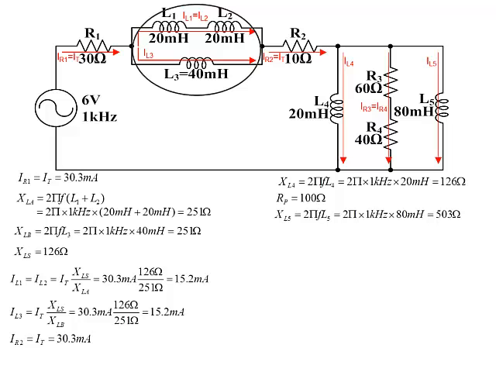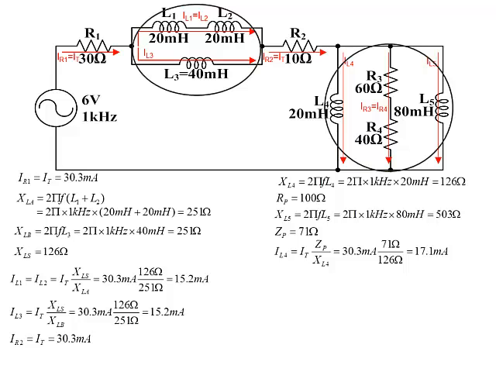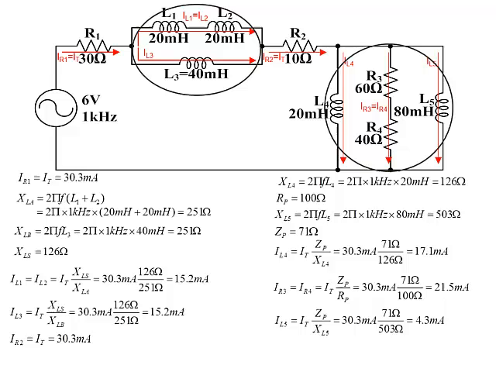We worked out the impedance of the resistive branch earlier as R parallel. The total impedance of this parallel section was also worked out earlier as Z parallel, and it works out to be 71 ohms. Using the current divider formula, we calculate IL4 to be 17.1 milliamps. IR3 and IR4 will be equal to 21.5 milliamps, and IL5 will work out to be 4.3 milliamps.